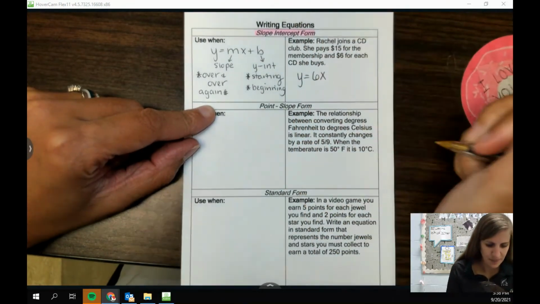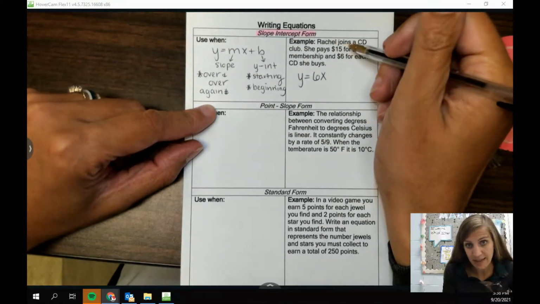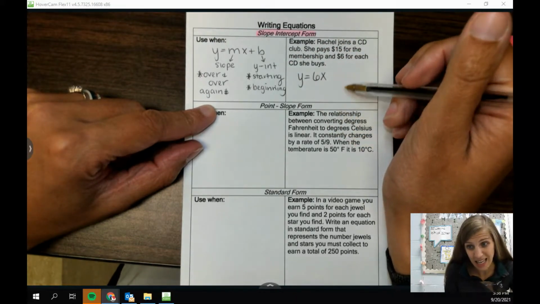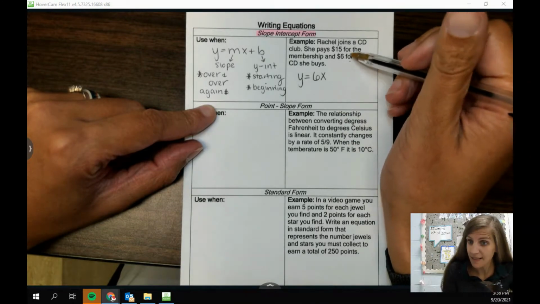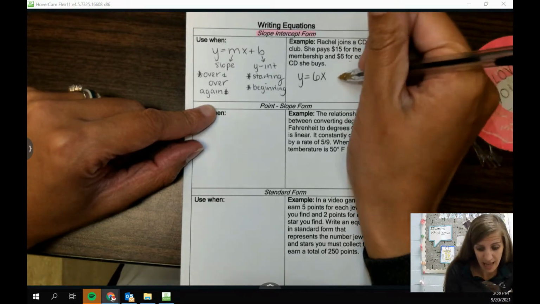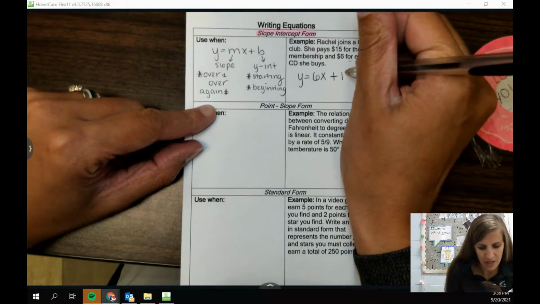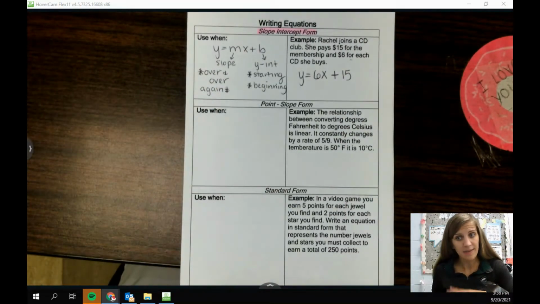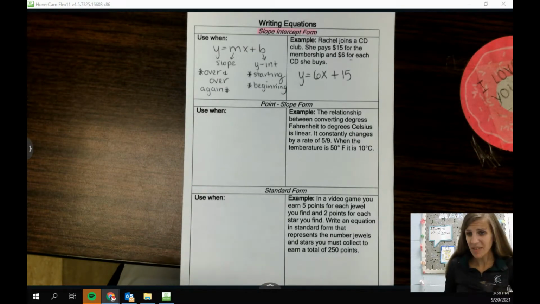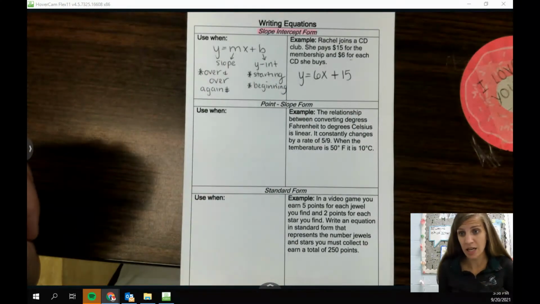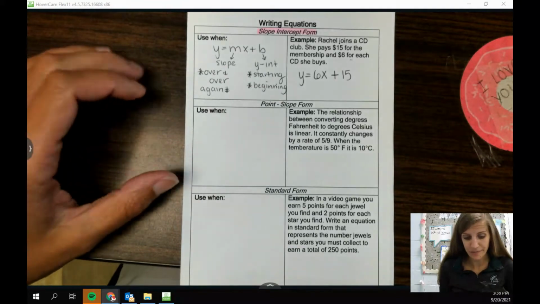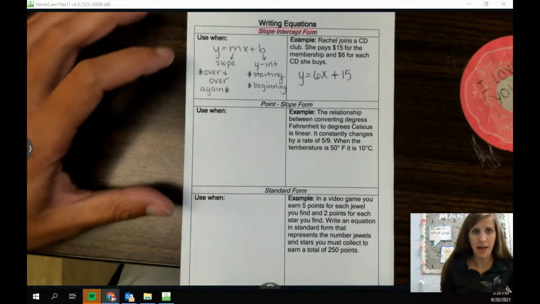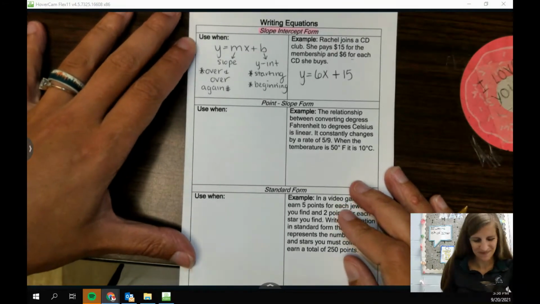So 6x. The reason that 15 makes sense as my y-intercept, or my starting or beginning amount, is because I can't even buy the CDs unless I pay this amount to get in. So I have to pay $15. Also, it's a number that only happens once. I pay it once and I'm done. Right now we're just practicing writing the equation. So there you go, that's it. You're not going to do anything with it yet. You could go graph it because we talked about that last time, but we won't need to now.